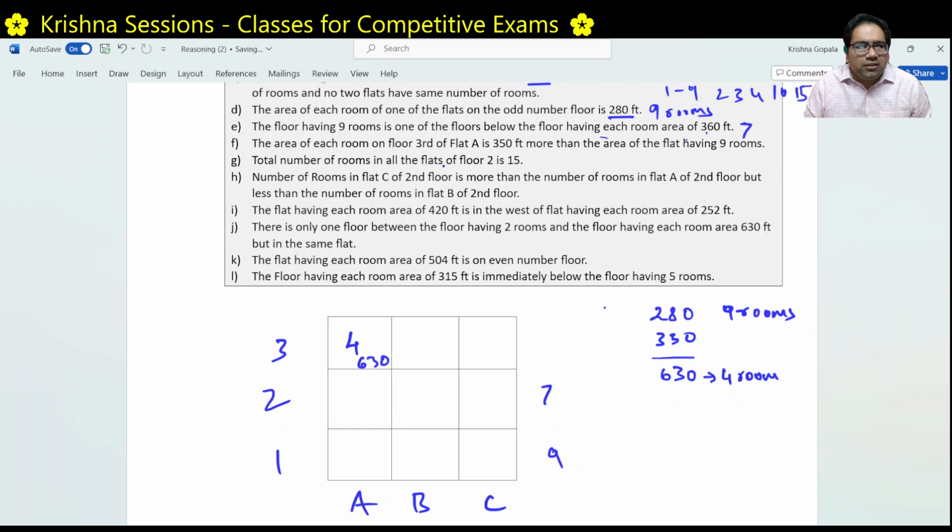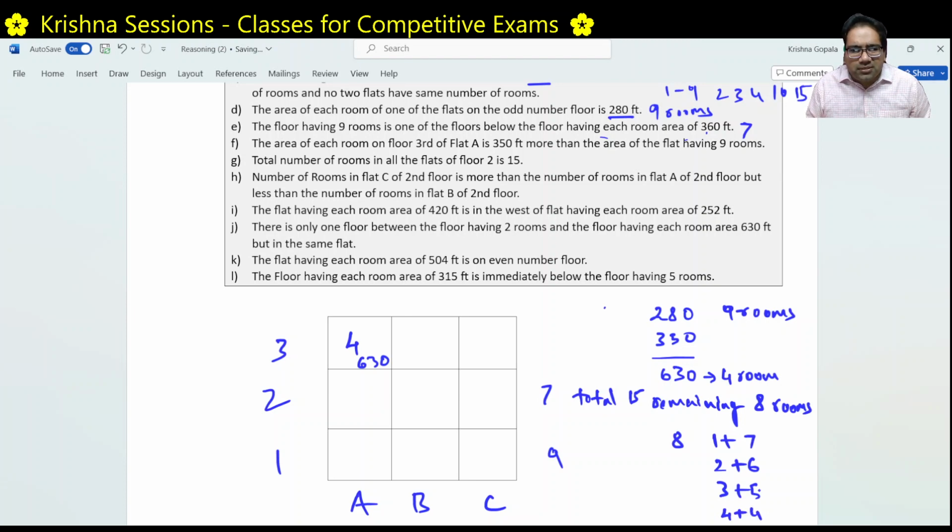Total number of rooms in all the flats of floor 2 is 15. This total is 15 here. Total is 15. One of them is 7. What does that mean? The remaining two should add up to 8 rooms. If they have to add up to 8 rooms, what are the combinations? 8 can be written as 1 plus 7, 2 plus 6, 3 plus 5, 4 plus 4. This is how we can write 8.